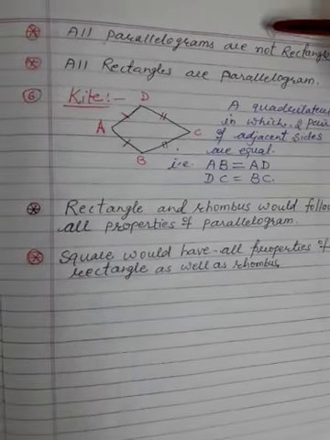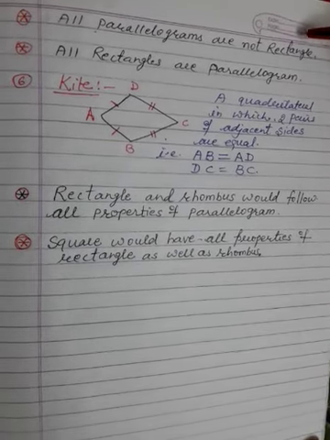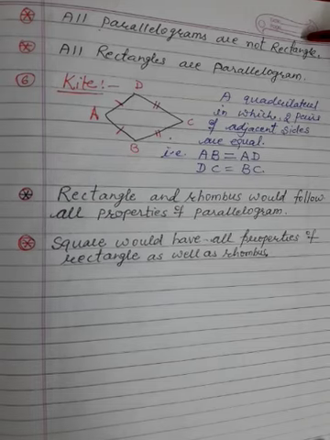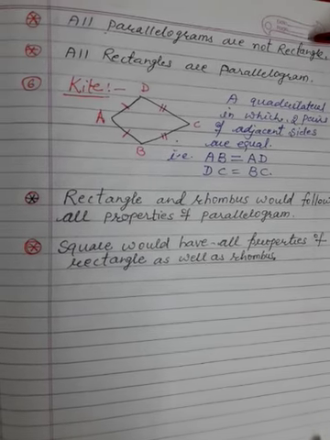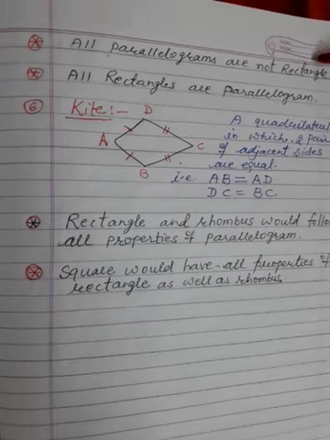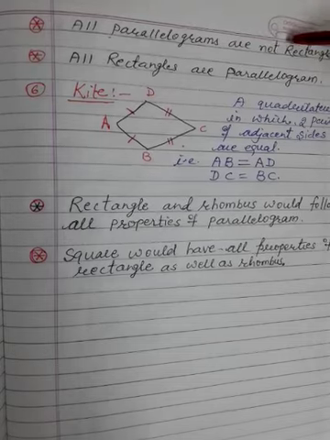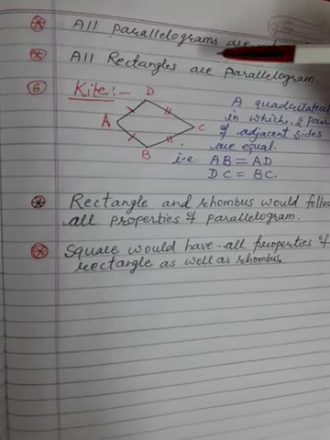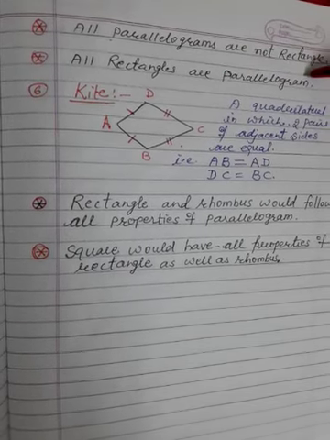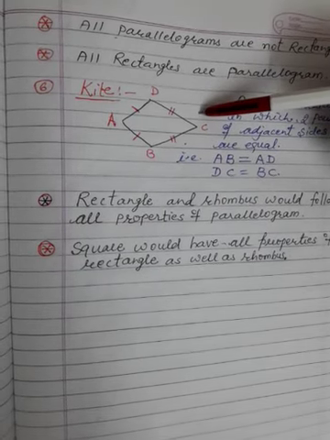Now an important part for this one: all parallelograms are not rectangles. As previously I explained, all squares are rhombuses, whereas all rhombuses are not squares. All parallelograms are not rectangles, but all rectangles are parallelograms.